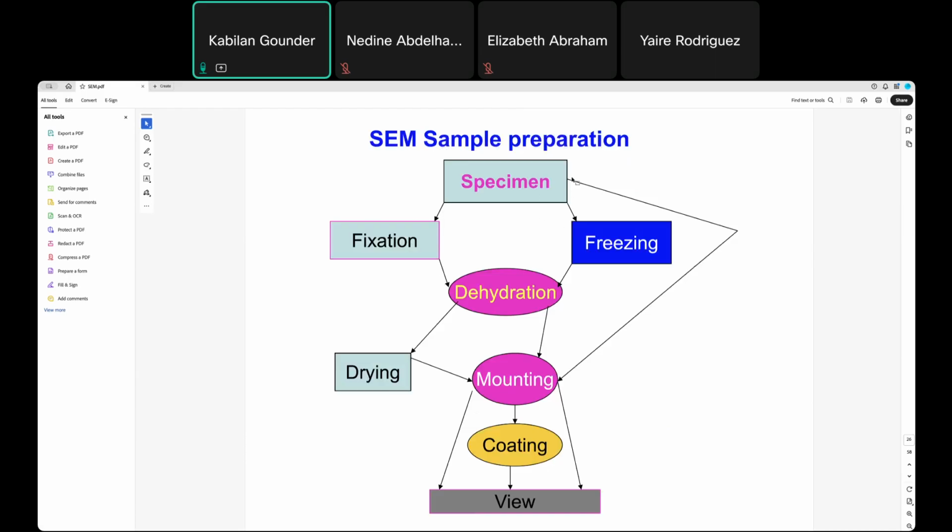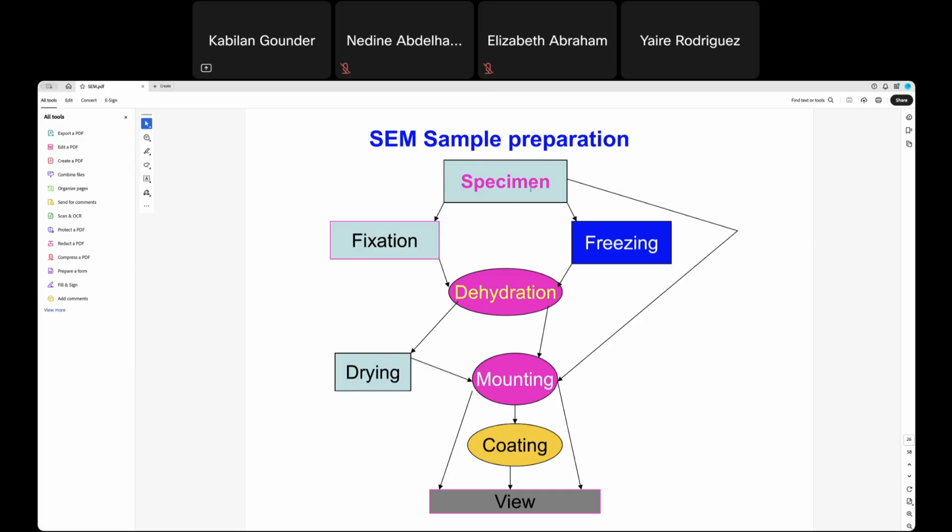So if there are no samples with living things, then there is no need for fixation, dehydration, or drying. Directly you can mount the samples. If the sample contains any living things, then you have to fix the samples with glutaraldehyde, or you can just fix with osmium tetroxide, and then you can dehydrate the sample. Once you dehydrate the sample, then you can dry it, and then you can mount it on the stub. The stub is to hold your sample, and then coating.